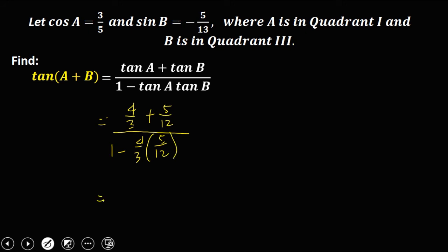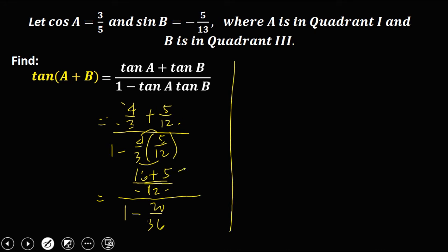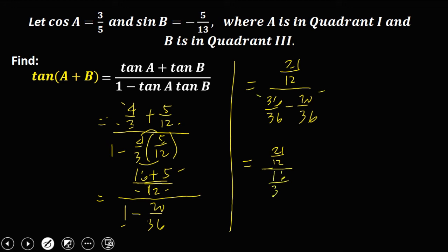Then for the numerator, so LCD, that's 12. So 12 divided by 3, that's 4, times 4, this one is 16. Plus 12 divided by 12, that's 1, times 5, this one is 5. Then 1 minus, then you simplify, so 4 times 5, that's 20. And 3 times 12, that's 36. Then 16 plus 5, this one is 21 over 12, over this one, the same as 36 over 36 because the denominator is 36. Then 21 over 12 over, so 36 minus 20, 16 over 36.